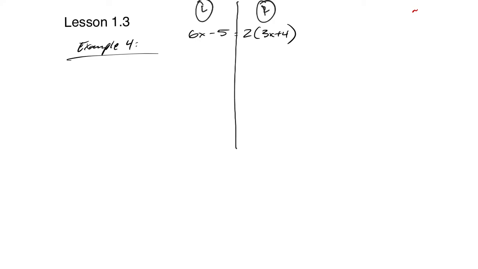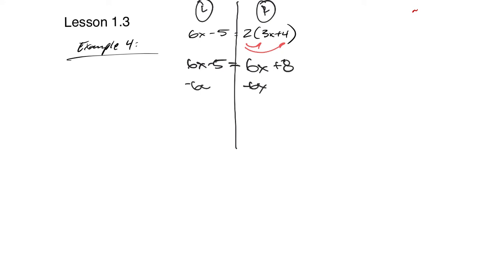So I'm going to draw my line. First thing I'm going to do is distribute. Okay. So I'm going to rewrite my equation on the left because nothing changed. 2 times 3x is 6x. 2 times positive 4 is positive 8.